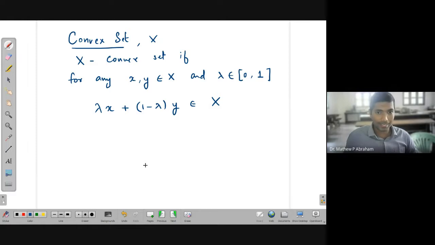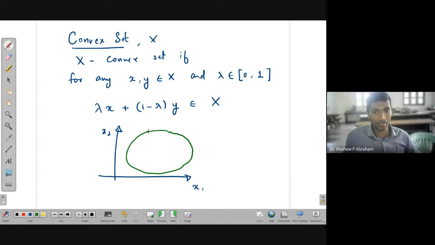So what it says is that if you have a set, I'll try to demonstrate it in the case of two dimensions so that it is easier to understand, which can be easily extended to any dimension. So if you have a two-dimensional set, and you are defining a space something like this, this set is convex if it satisfies this condition.